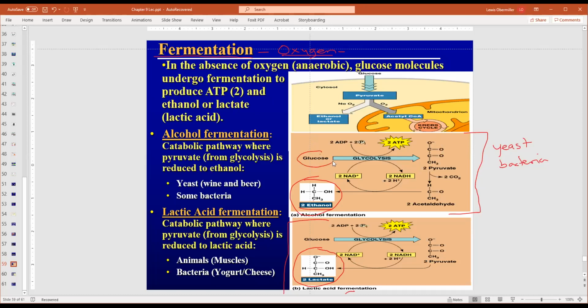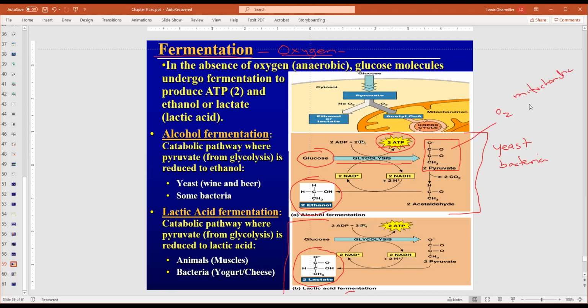And so this is what happens. We have glucose. Remember I told you glycolysis happens no matter if oxygen is present or absent. We produce those 2 ATP. Remember, we put in 2, but we get 4, so we get a total of 2 ATP out. And we make pyruvate. So you guys have already seen glycolysis. You know that we make pyruvate. And if oxygen's present, that pyruvate would go into the mitochondria.